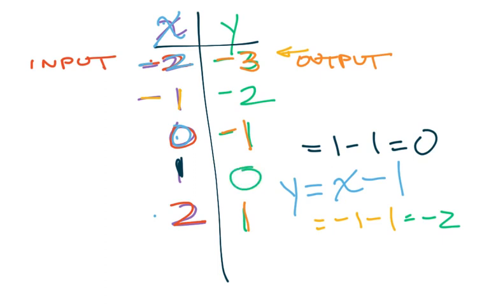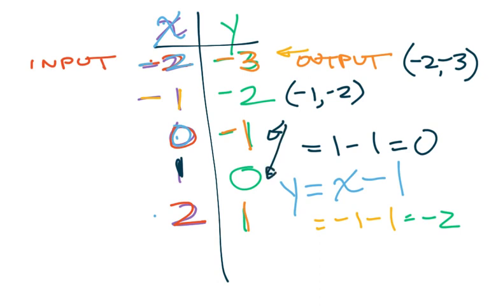Now, whenever we create function tables, we might have to do something else. Can you think of what it is? Good job. Yeah, we could graph. Because these are coordinate pairs. So this first one is negative 2, negative 3. This next one is simply negative 1, negative 2. And then on down the line, 0, negative 1, 1, 0, and then lastly 2, 1. So guess what? We get to graph today.